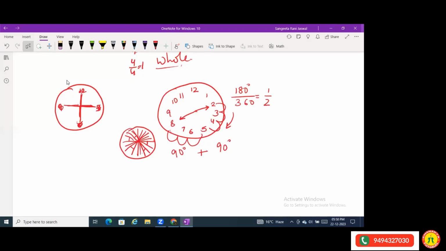Now, what is the angle between the two spokes? What is the angle between this? So, how will you find out this? I know that my complete circle is 360 degrees. And how many spokes are there? Four spokes. So, I divide by 4. 4 nines are 36, and then 0, so it is 90 degrees. So I got the angle between the two spokes.